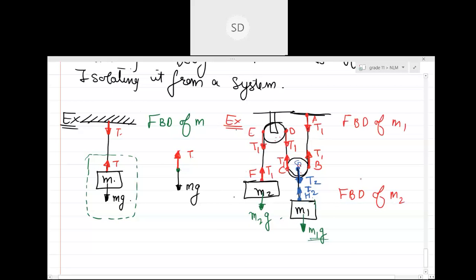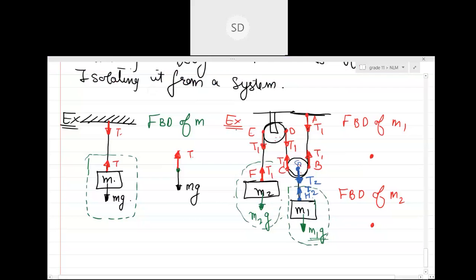So what to do in the first case? You'll assume both of them as point masses. Yes or no? So you'll assume both of them as point masses. Once you assume them as point masses, what will you do? You'll say the forces. Let's talk about M1. Isolation. Guys, you remember isolation? So I'll just isolate this, and I'll just isolate this.